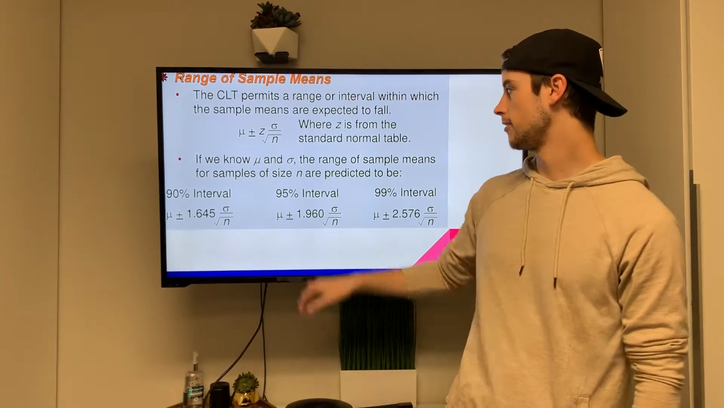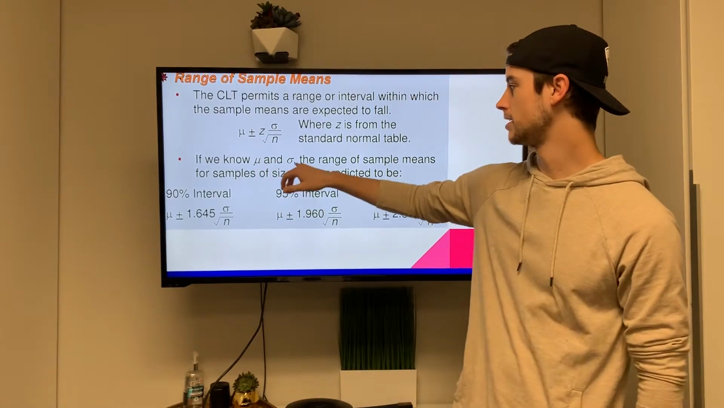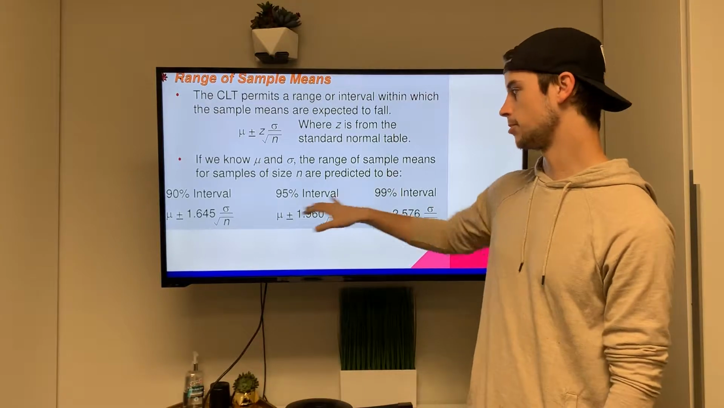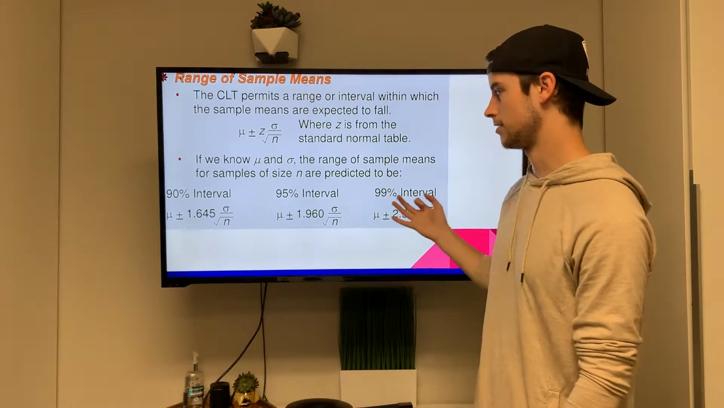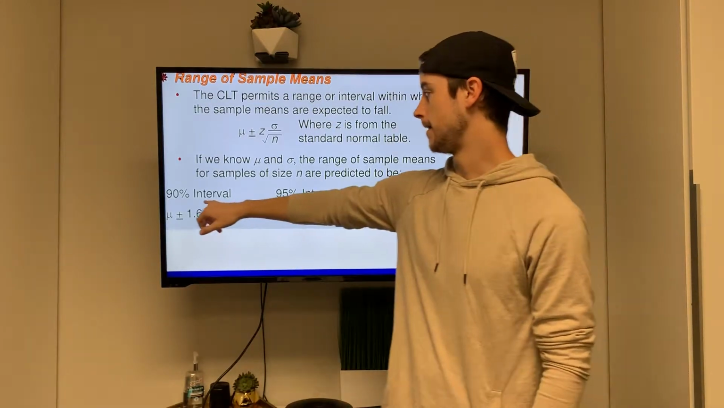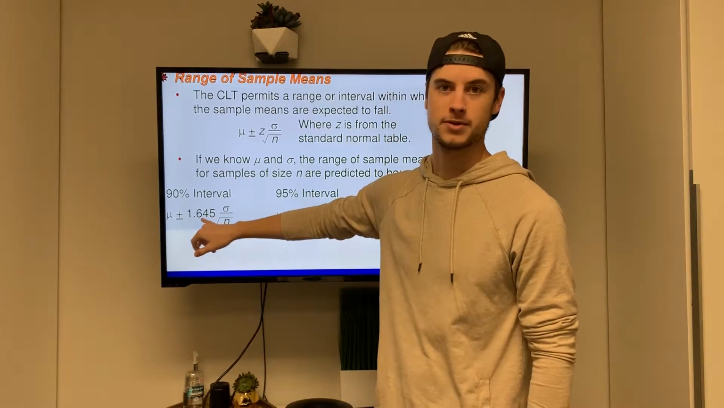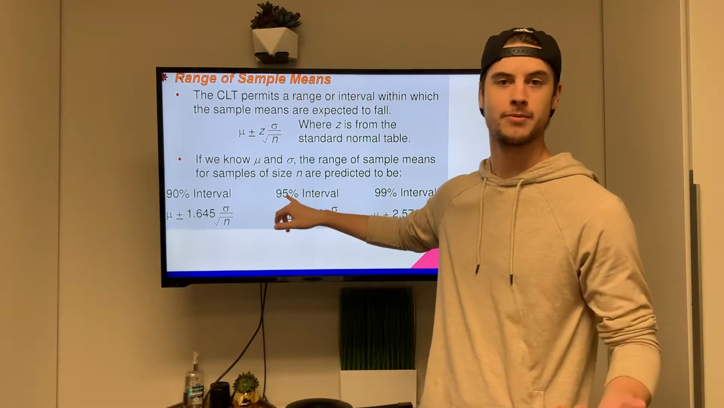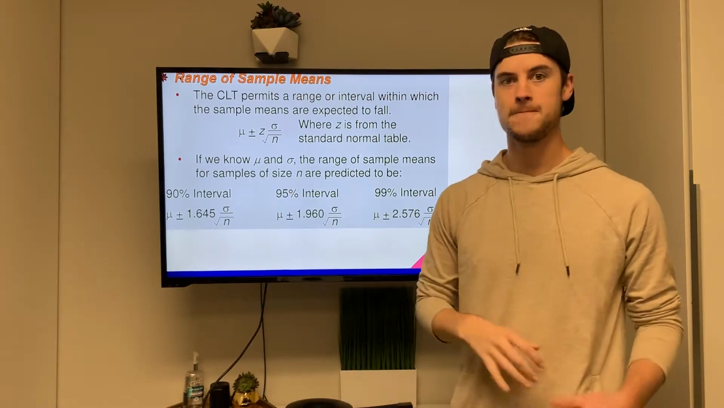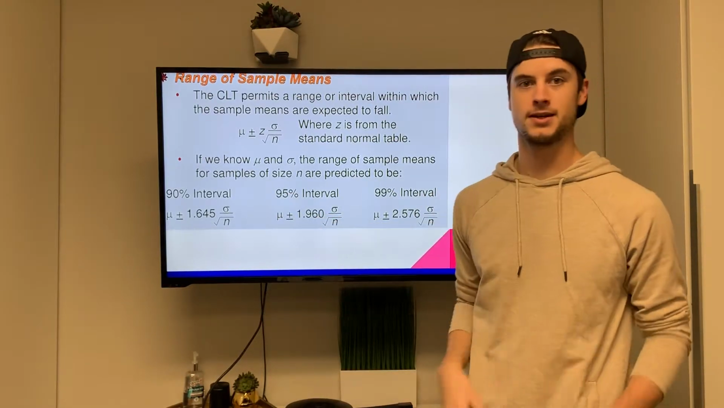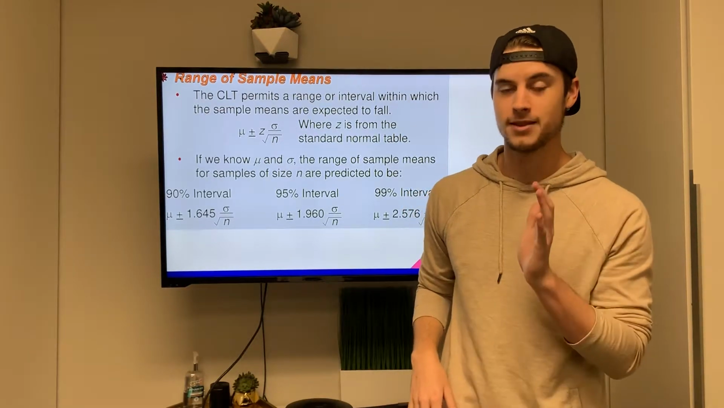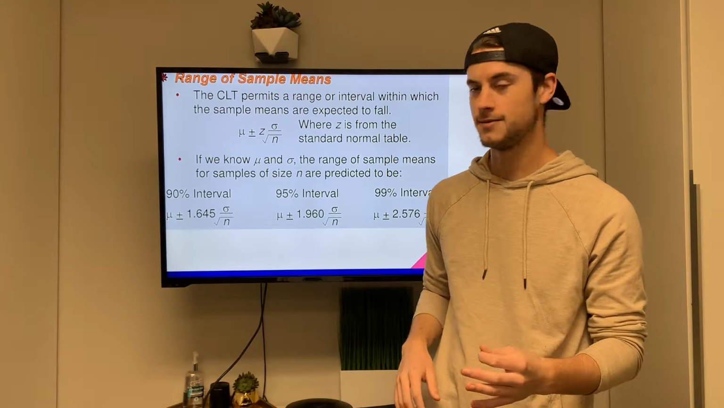So again, if we know the population mean and the standard deviation, the range of sample means for sample size n are predicted to be, and again, these are 3 different values, right? 90%, this is the z-score for 90%, right? We're just taking the z-scores of these different probabilities. So for 95%, we find the z-score is 1.96. Again, it may be useful to write some of these down so that you don't have to find them every time in the appendix, okay?